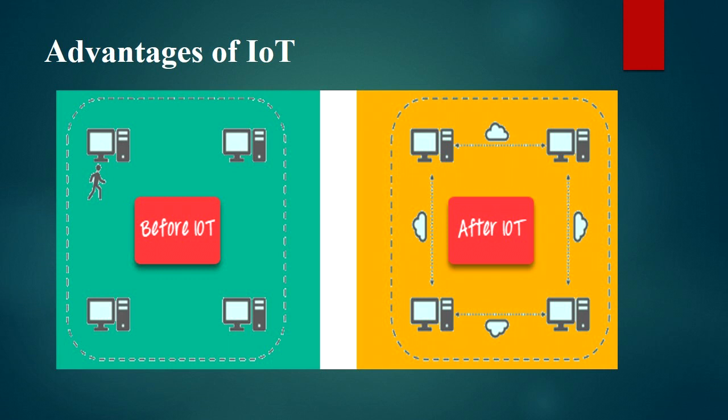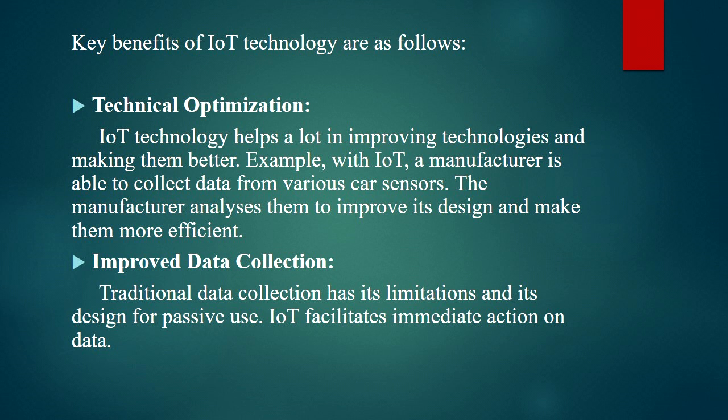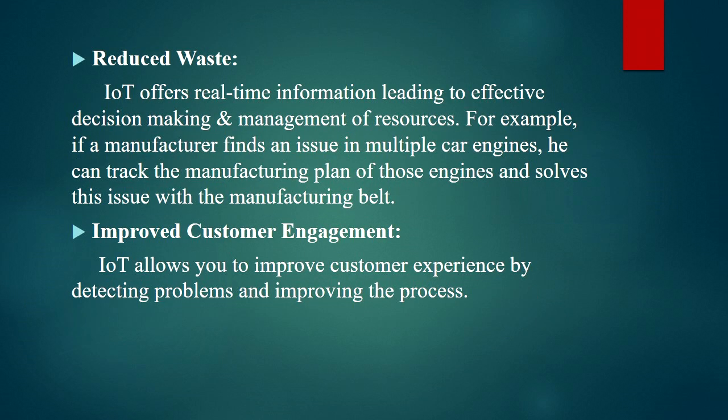And here are the advantages of IoT. The key benefits of IoT technologies are as follows: technical optimization, improved data collection, reduced waste, improved customer engagement. The technical optimization: IoT technology helps a lot in improving technologies and making them better. For example, with IoT, a manufacturer is able to collect data from various car sensors. The manufacturer analyzes them to improve its design and make them more efficient.